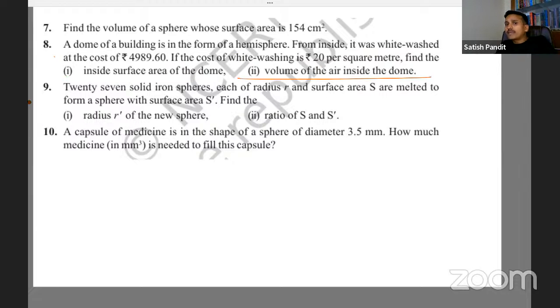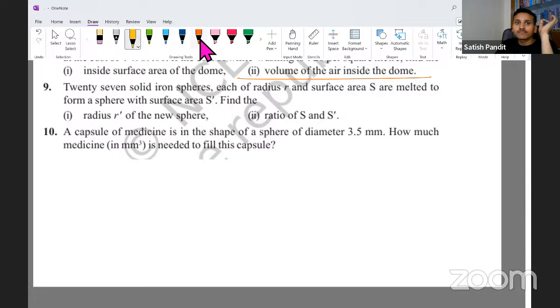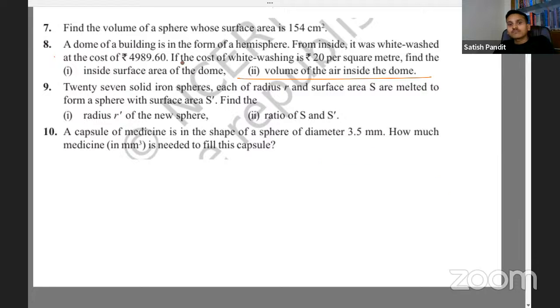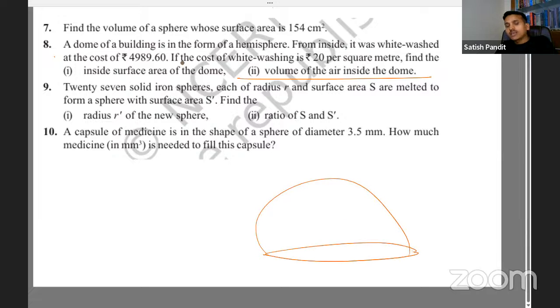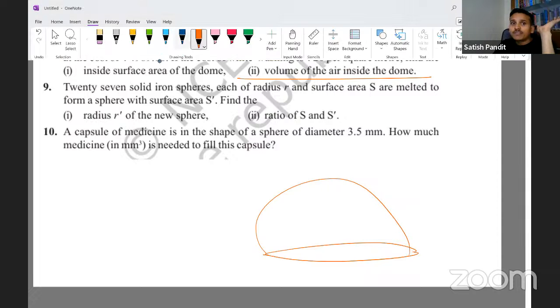To find the volume of air inside the dome, we need the radius, right? Is the radius given? No. To find the inside surface area, it's actually very simple. If you read the question, then only you can understand. The dome is something like this, in the form of a hemisphere. It's not exactly a hemisphere, you have to imagine it, okay? It's a hemisphere, so the dome is like this.